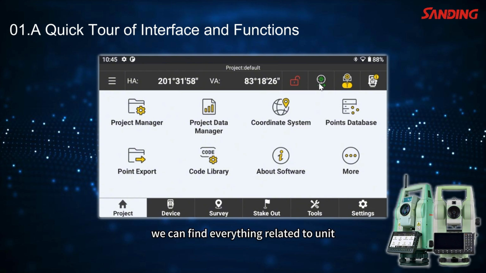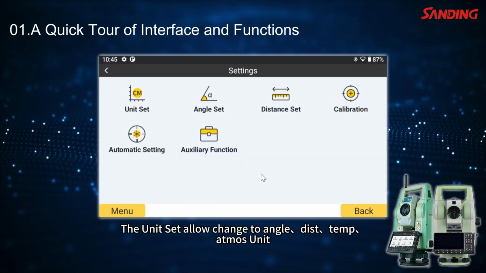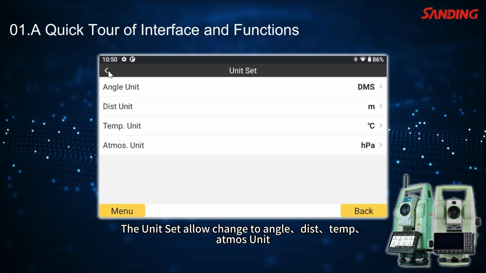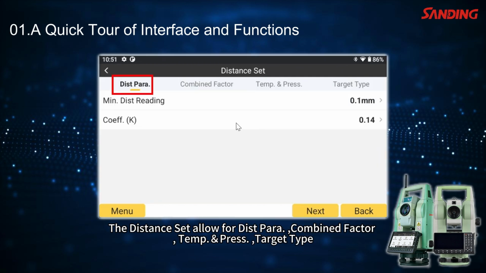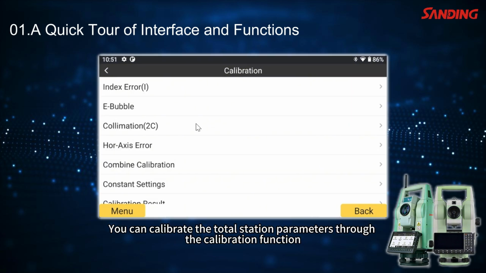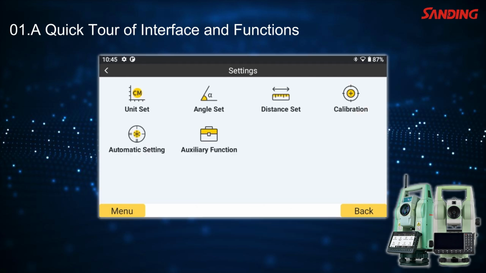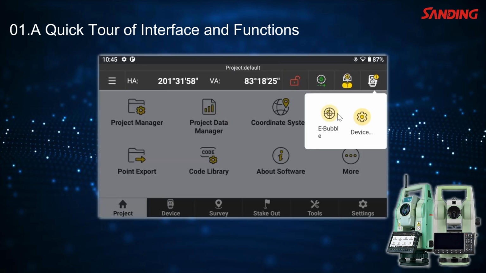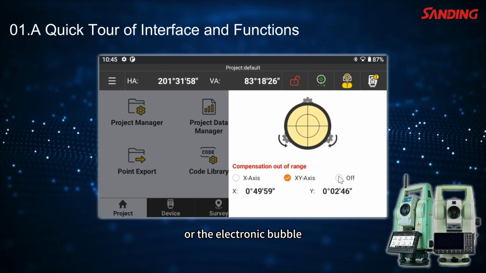Towards the right, we can find everything related to units. The units set allows changing the angle, distance, temperature, and atmospheric units. The angle set allows for minimum angle reading, V/H, and tilt compensation. The distance set allows for distance parameters, combined factor, temperature, and pressure. Target type. You can calibrate the total station parameters through the calibration function. As for automatic settings, they are used for the robotic total station. And we can also find the compensator, or the electronic bubble.